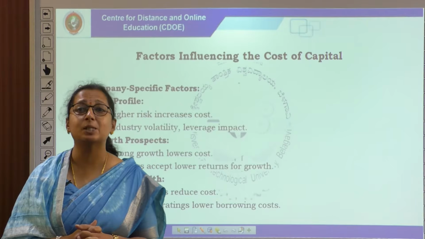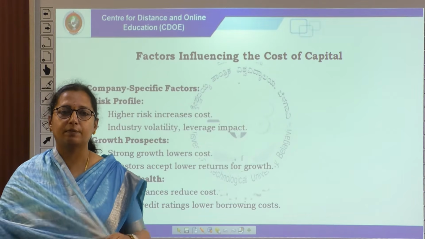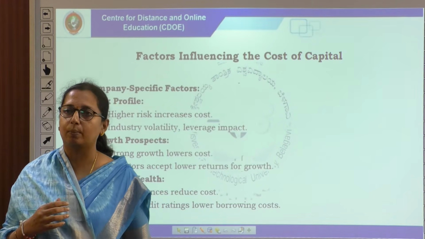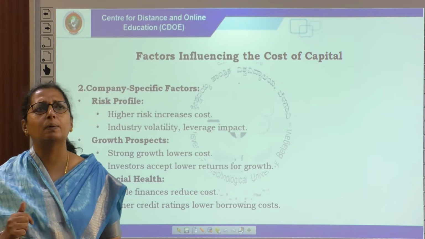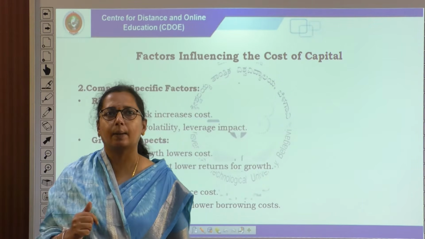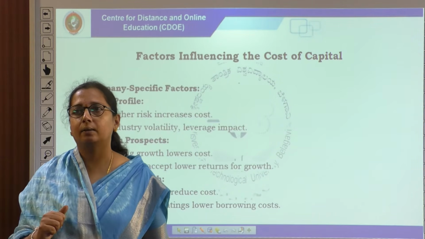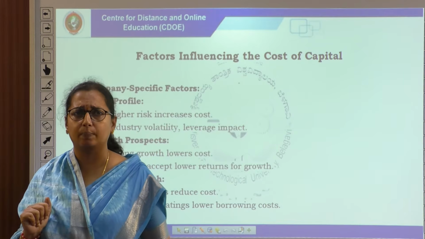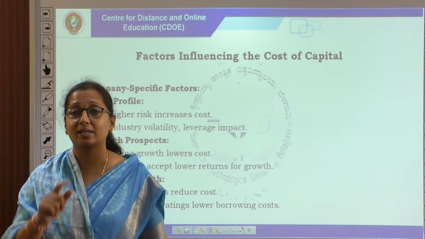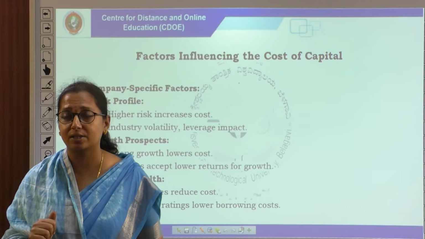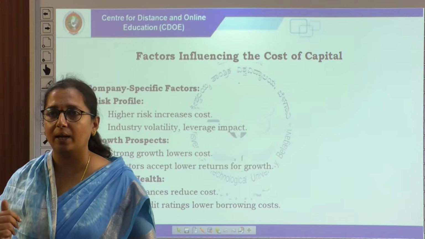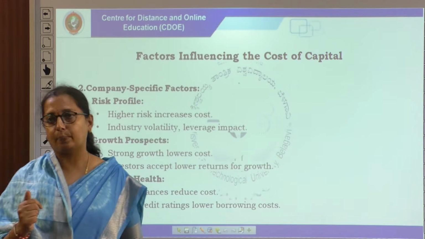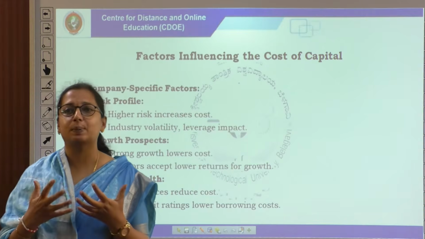The second one is the company specific factor. Company specific factor is about what kind of company it is, whether it is a manufacturing company or a service oriented company. For example, during COVID time there was a complete shutdown of manufacturing companies, but service oriented industries, especially the pharmaceutical industry, were in a boom. The IT industry also saw a very drastic change, isn't it? That is a company specific factor.